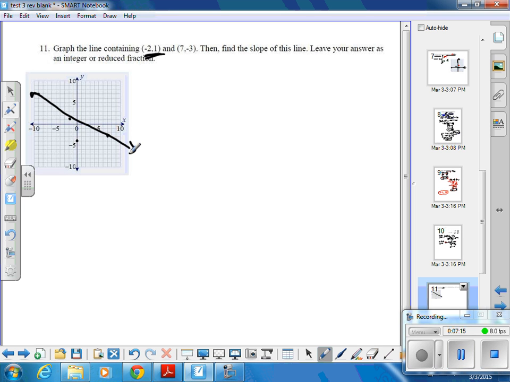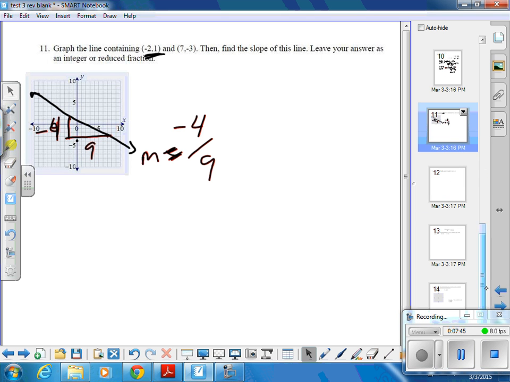So to find the slope, I go between these 2 points. Well, how much down and over did this go? It went down 4, and it went over 9. So this is negative 4 over 9. Remember, we talked about earlier, what do I do whenever it's a negative slope? You go down. So if your graph is going down, like this one is, your slope is negative, just like this. Can I reduce that fraction? No. So I'm finished with the problem.